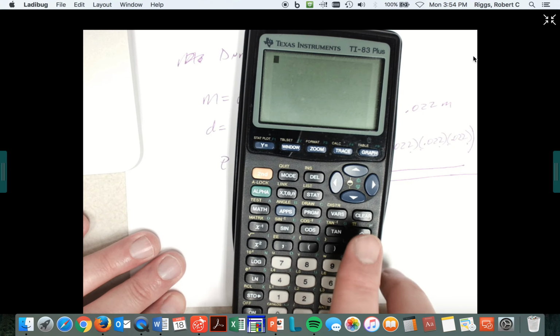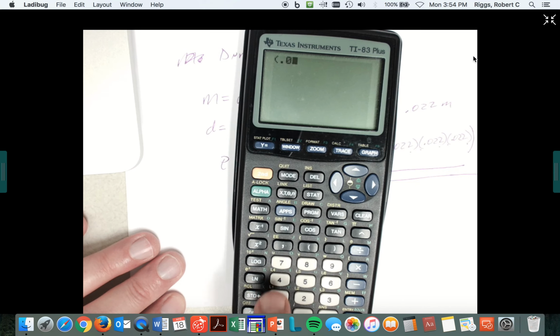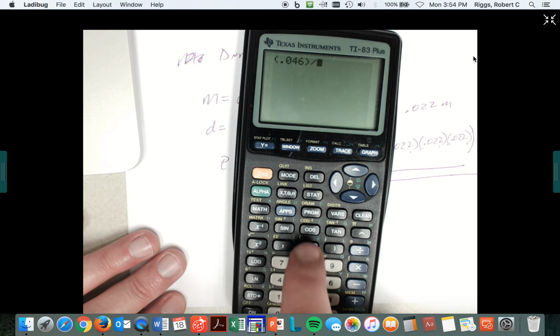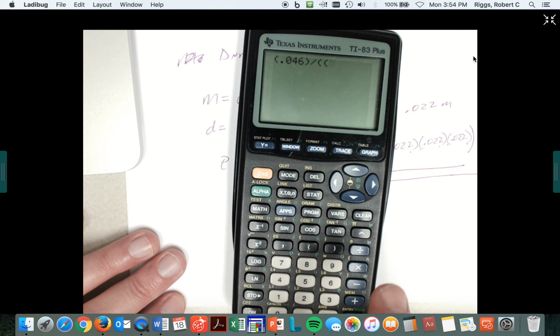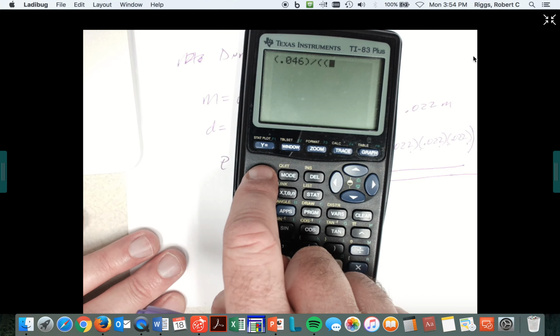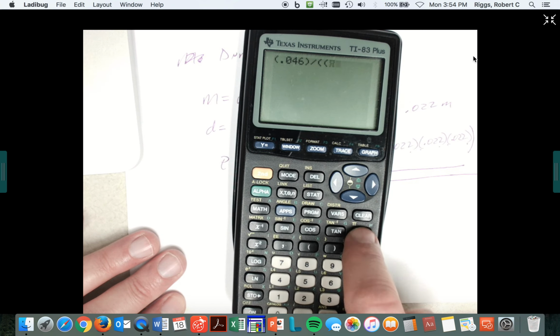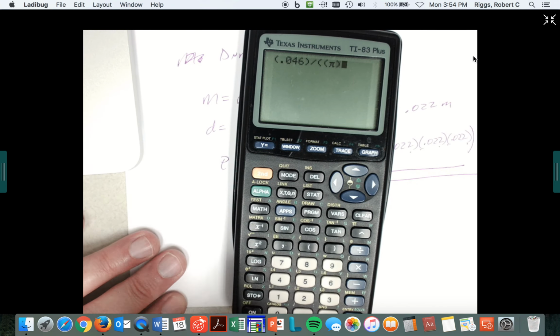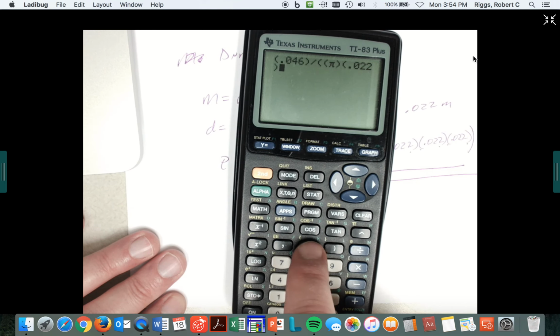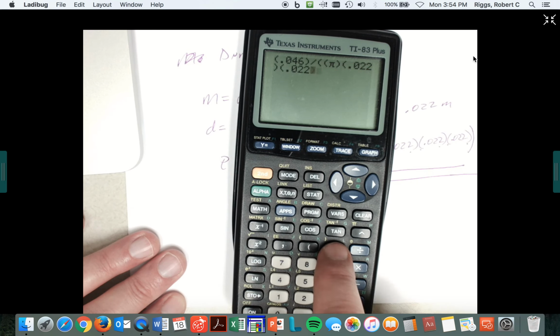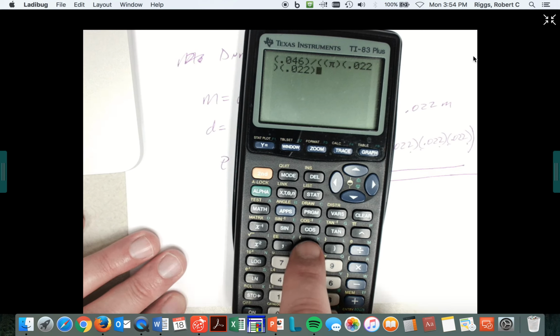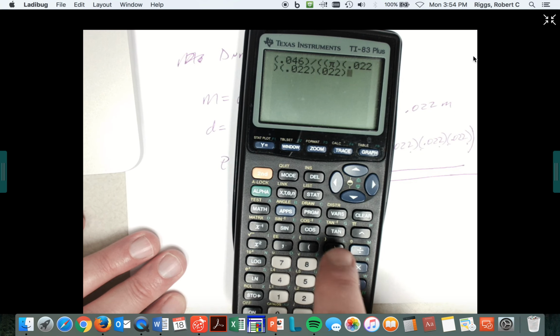So we've got 0.046 divided by parentheses, pi, if you have a pi key. I'm going to put in my pi key because it's fun to do. Close the parentheses. 0.022, 0.022, because the parentheses act like multiplication. There's two of them. Let's do one more. Close, close. Enter.